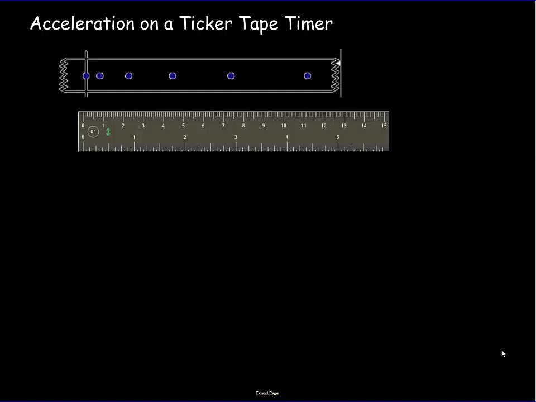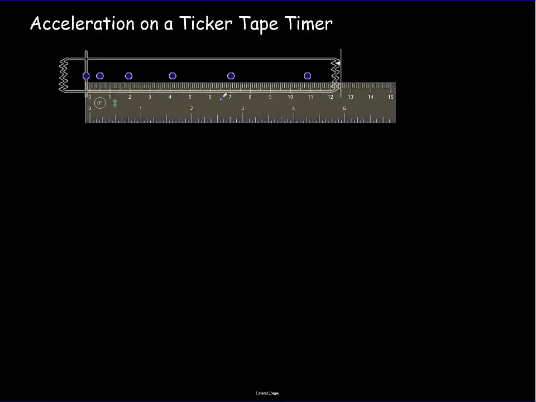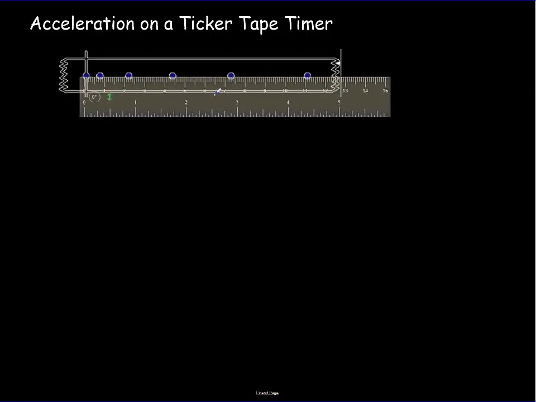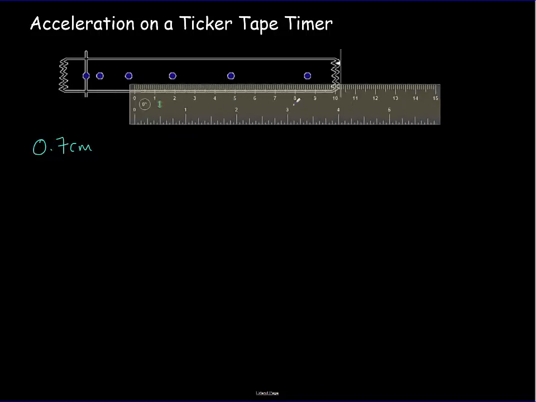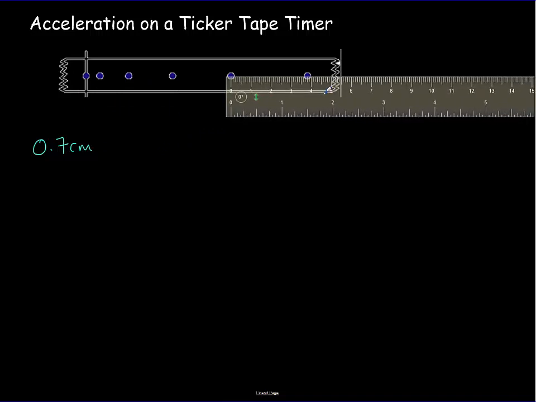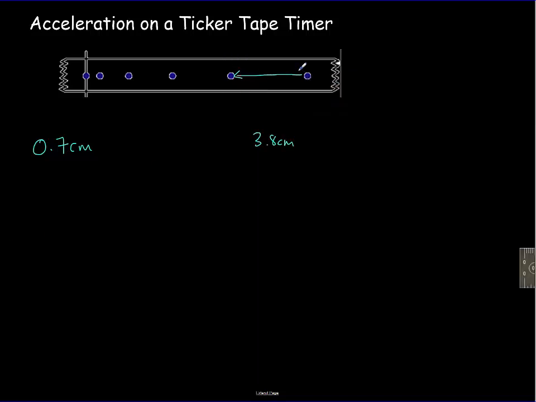So let's see how we would calculate acceleration from a ticker tape timer. We needed an initial velocity and a final velocity. So what I'm going to do is move my ruler up here and measure the distance between the first and second dot. Looks like it's around 0.7 centimeters. And I'm going to do the same thing for the last dots here. It seems to be about 3.8 centimeters. So I've measured this distance, found it to be 3.8, and measured this distance, found it to be 0.7.